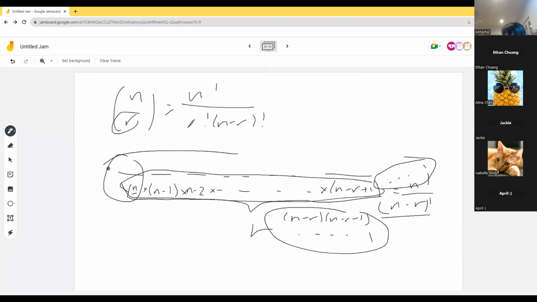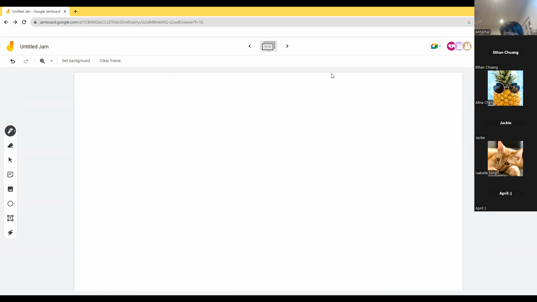However, in the selection of R objects, there's R factorial ways to rearrange them, and we don't care about order, so we're overcounting by R factorial ways. Got to prove that.